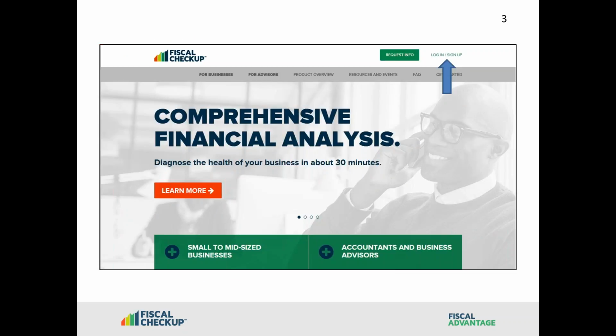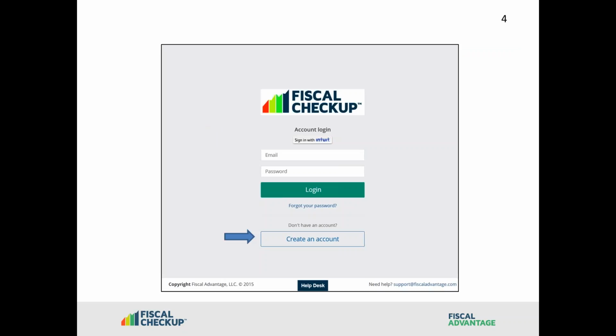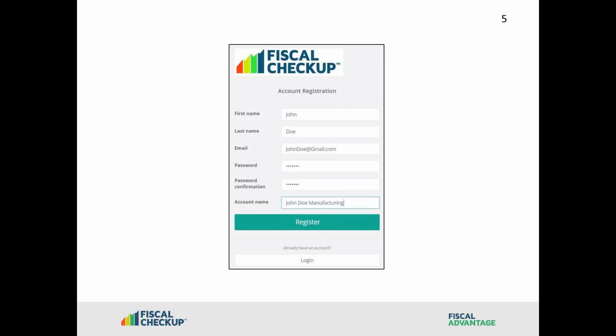First, on the Fiscal Checkup website, in the upper right-hand corner is a link to log in or create a new account. On the next screen, if you've created an account, you simply enter your email and password and click Log On. Otherwise, to create an account, click on Create an Account. You simply have to enter your first and last name, a valid email address, and a password. Password must be 8 characters.